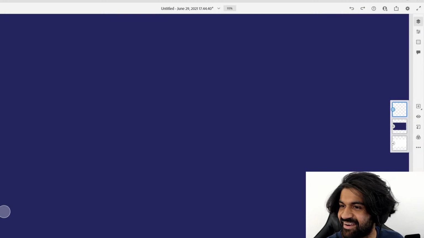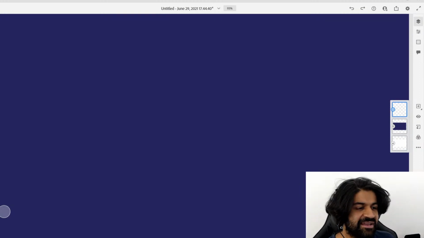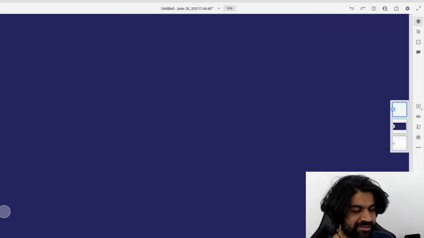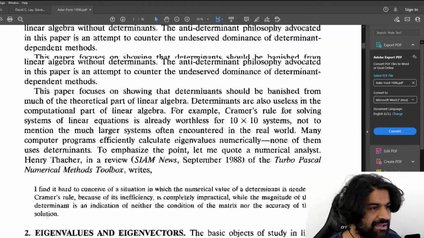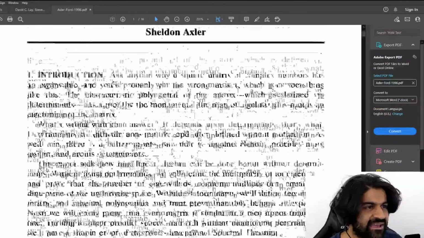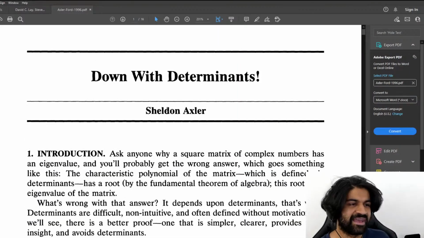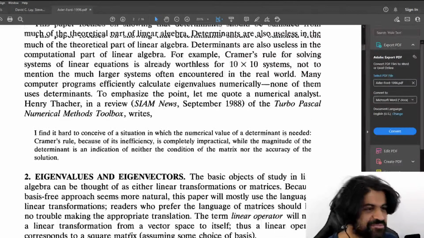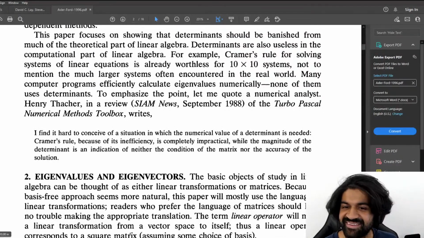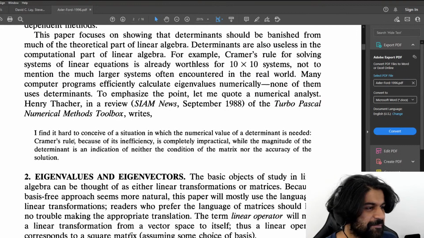Let's see here. So last time we were reading this paper called Down with Determinants by Axler. Let me pull it up again real quick. And we made it to a section where I guess Cramer's rule was mentioned and maligned a little bit. So we were, I think, on this paragraph.